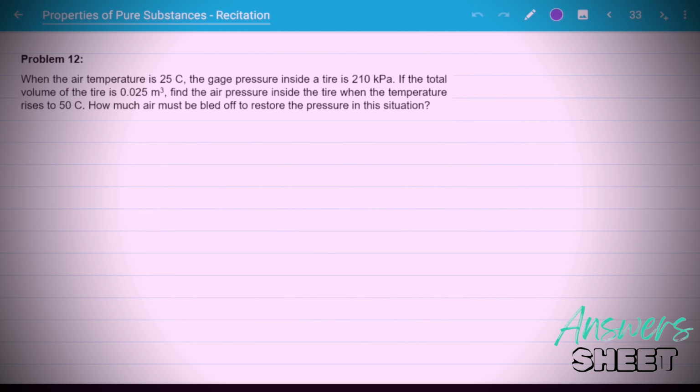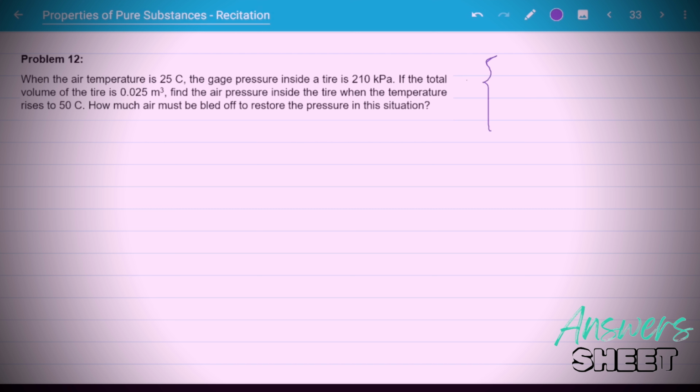Okay, the final problem of today. So we are talking about an automobile tire. It says that when the air temperature is 25 degrees Celsius, the gauge pressure inside the tire is 210 kilopascal. Now the volume of the tire is given. It says when the temperature reaches 50 degrees Celsius, what is the pressure inside the tire? And how much air we need to bleed off in order to restore the pressure.